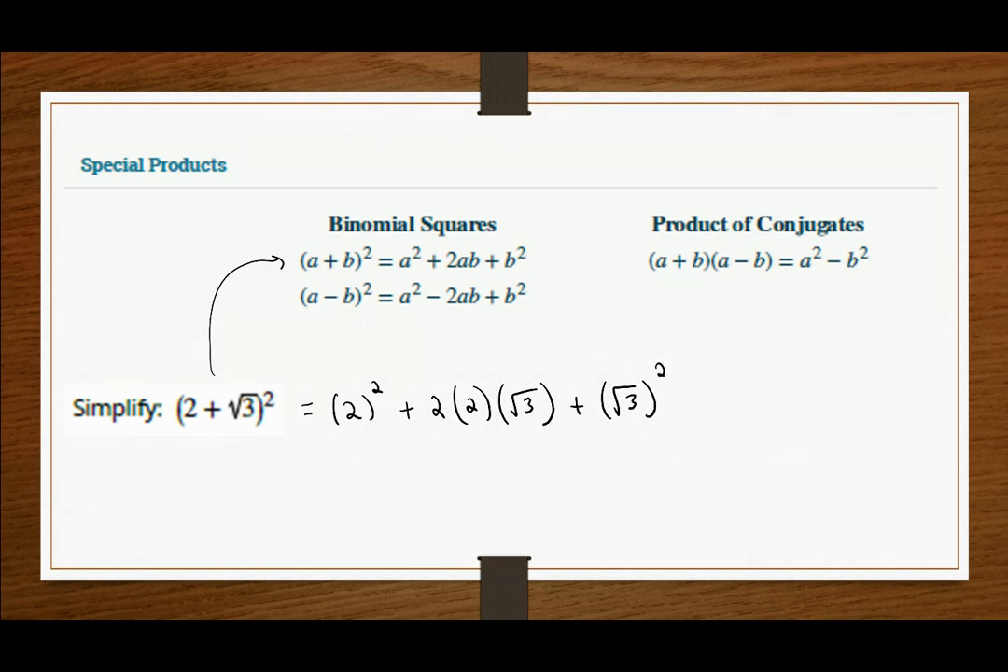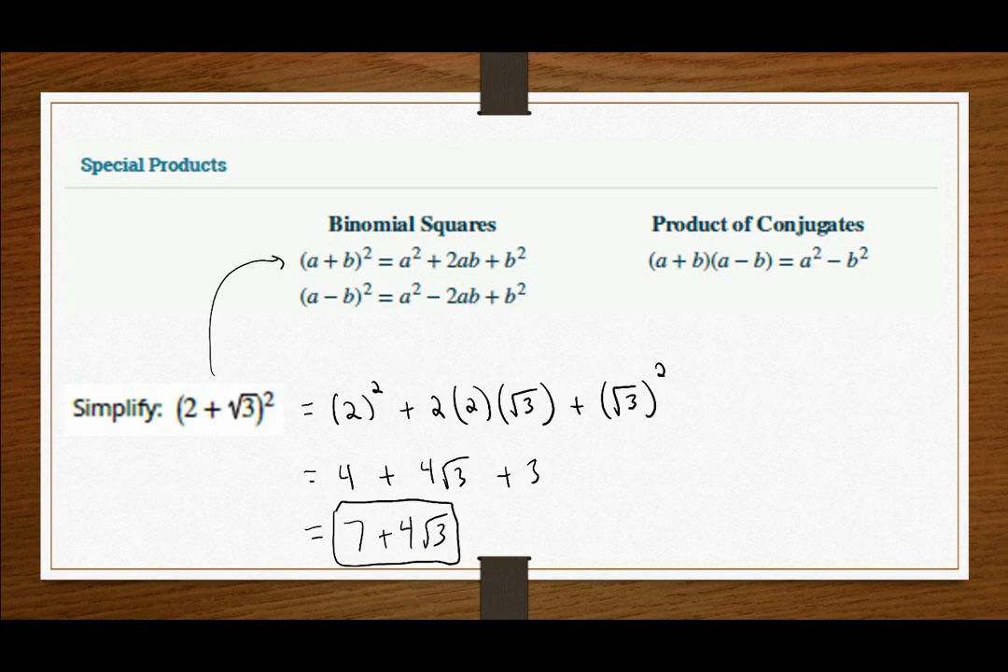Now, this is our solution. It does need to be simplified somewhat, but we didn't have to follow the FOIL method to get to that answer. So reducing 2 squared is 4. Our middle coefficient is going to be 4 square root of 3. Our exponent and radical cancel each other out for the last term to give me just plus 3. And so finally we get a result by adding our two constants together of 7 plus 4 square root of 3.